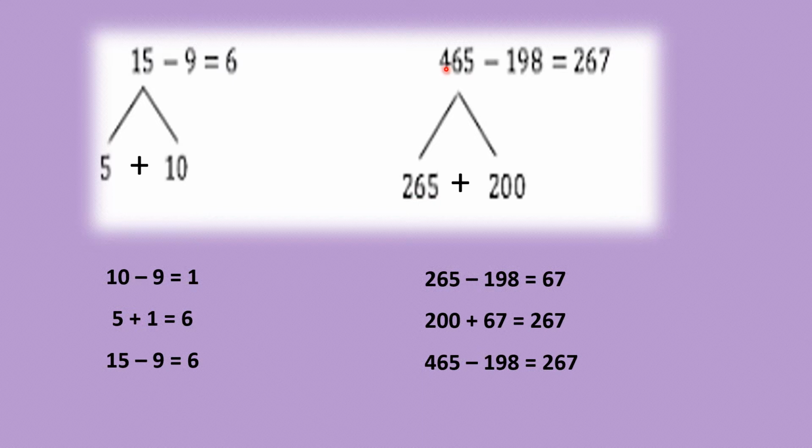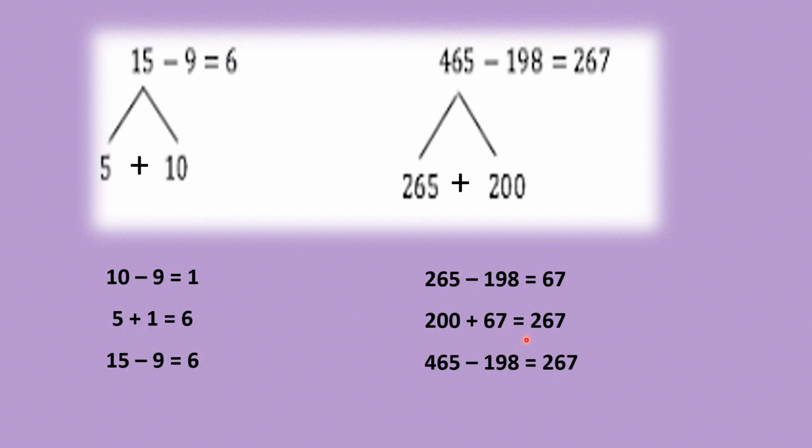Adding these two numbers meant 465. That means there was a plus sign here. So the plus sign is to be used now. 200 plus our previous answer. 200 plus 67 is 267. That means our final answer is 465 minus 198 is equal to 267.